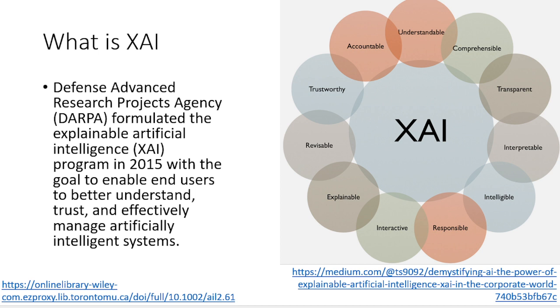XAI helps in making AI understandable, comprehensible, transparent, interpretable, intelligible, responsible, interactive, explainable, revisable, trustworthy, and accountable. These are all important ingredients necessary to make a legal case for the acceptance of AI in industry. For example, if we talk about mortgage approval, just having a deep learning model that accepts income and age as inputs and outputs a yes or no is not sufficient to make the AI acceptable. What is necessary is the understanding of how this approval is accomplished inside the box.